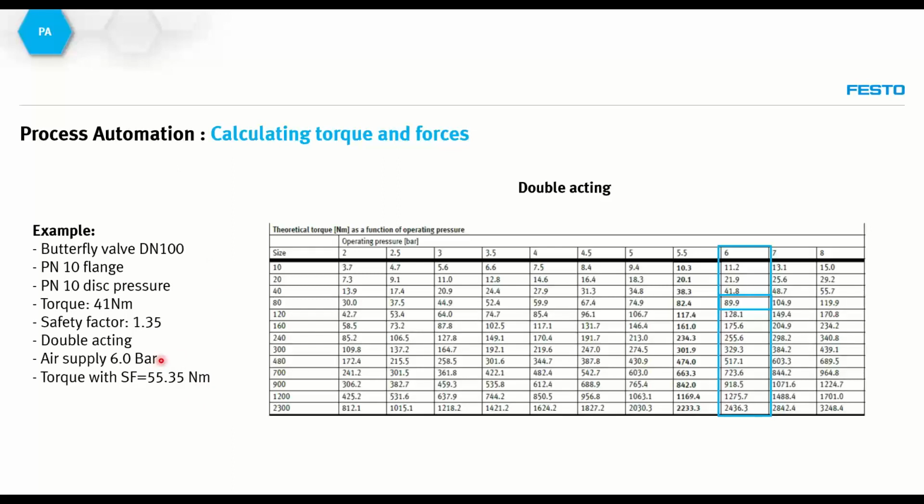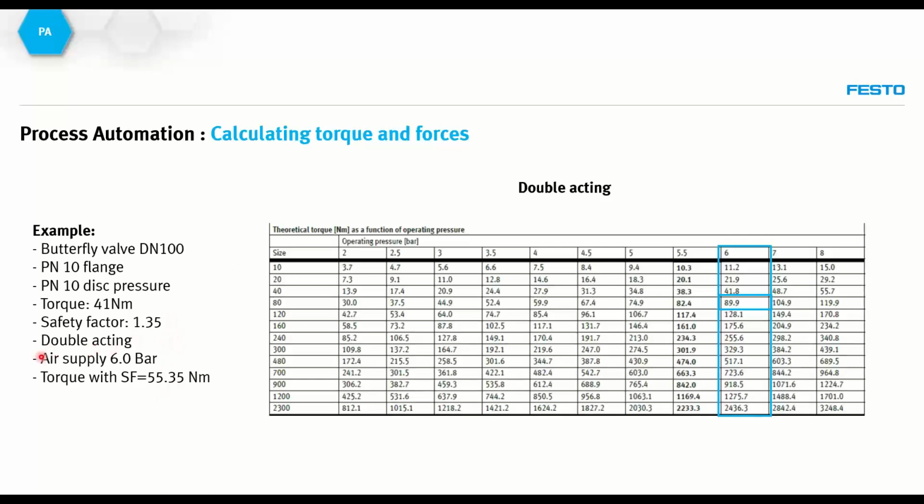So the first thing to consider is the torque, including the safety factor. If we design our actuator based only on the torque and there is any variation in the media properties, temperature, or pressure, we can't ensure that our actuator can operate the process valve. Therefore, we have to include the safety factor in the torque calculation. When we do, we see that we need 55.35 Newton meter as a torque to operate this process valve.